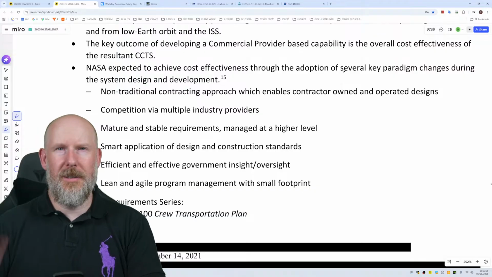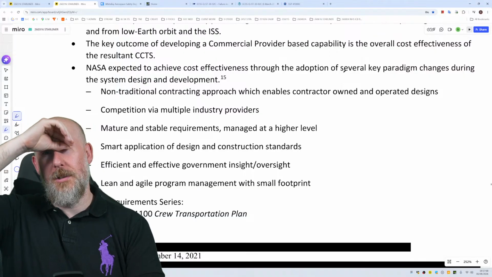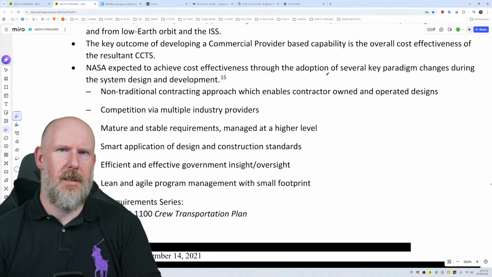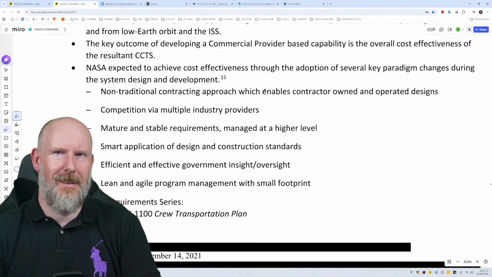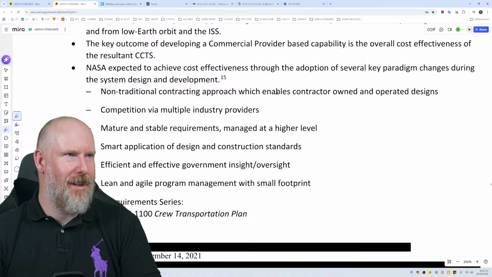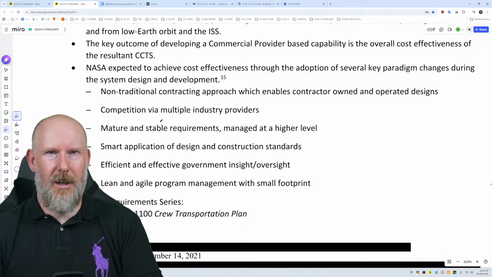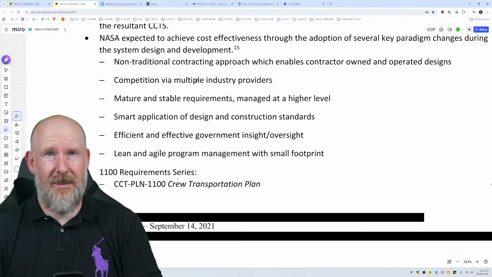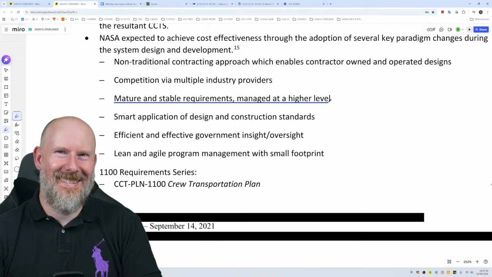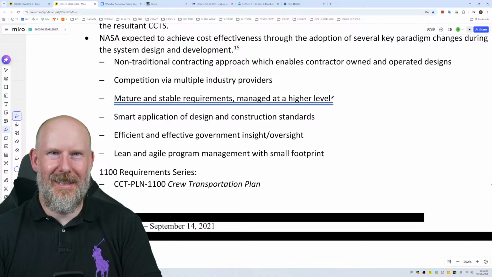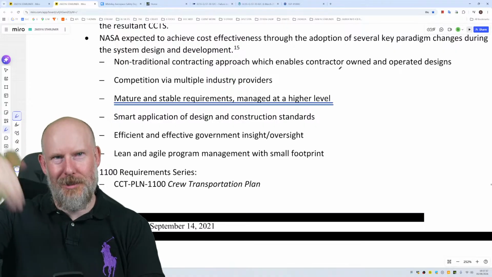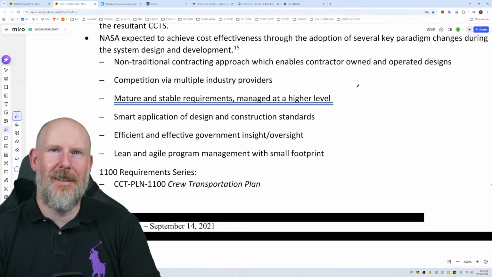NASA expected to achieve cost effectiveness through the adoption of several key paradigm changes during the system design and development. Non-traditional contracting approach which enables contractor-owned and operated designs, competition by multiple industry providers, mature and stable requirements managed at a higher level. Really? Is that really what's going on? Or is it just the unstable, difficult, immature stuff is shoved further down?